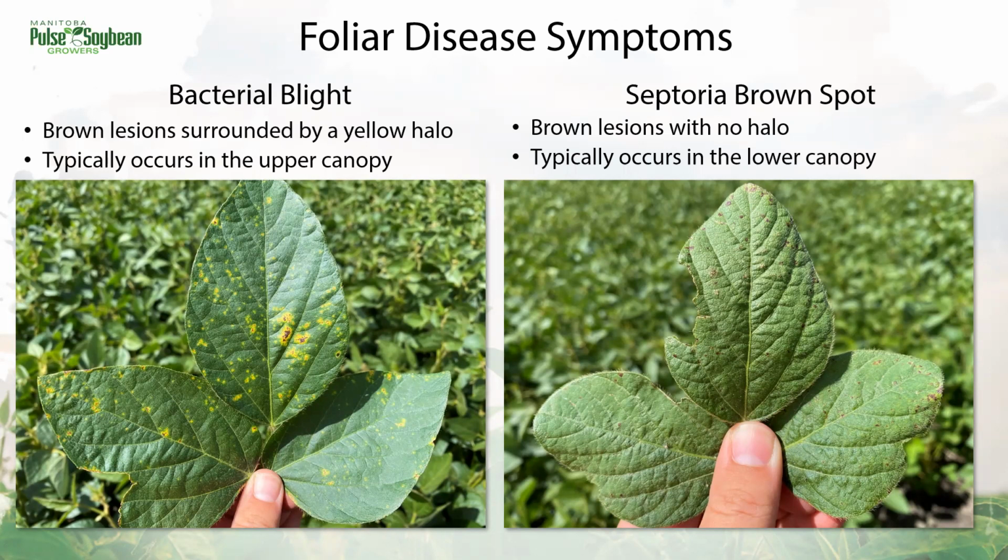So it's found more often in the lower canopy at the base of the plant, and it starts as little brown speckles, and there's no yellow halo with septoria. Both of these lesions are usually small and pretty unconcerning, but you will see them every year, so I wanted to make sure you were familiar with them.